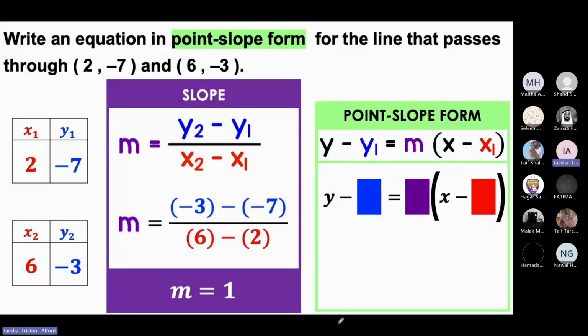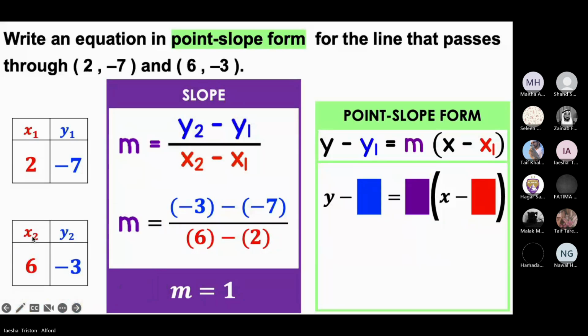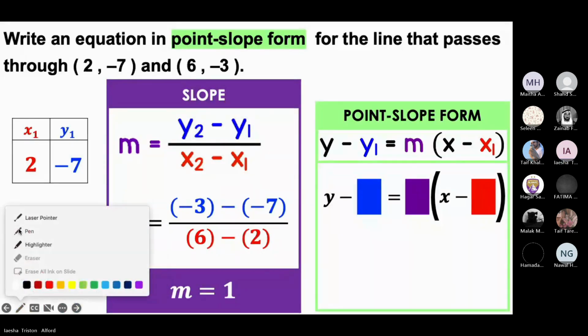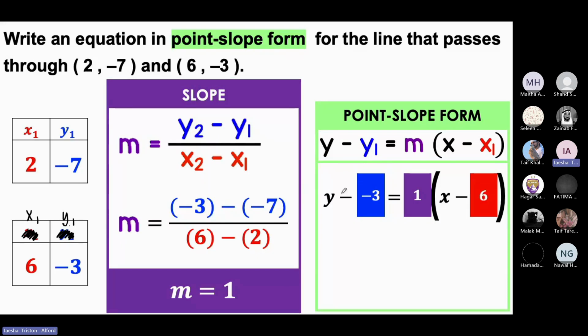Also remember this question. You could make it, if you want, by changing this one. You could use this point: use x2 as your x1, and use y2 as y1. It's another point, it's possible. So if you did it with this x1 and this y1, the y1 would be -3. The m is still +1. And the x1 would be +6.